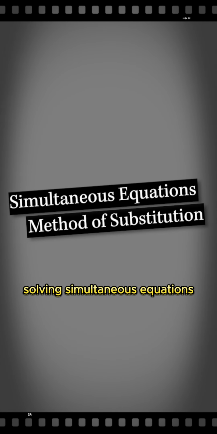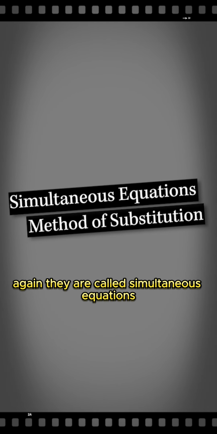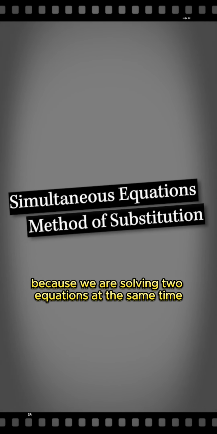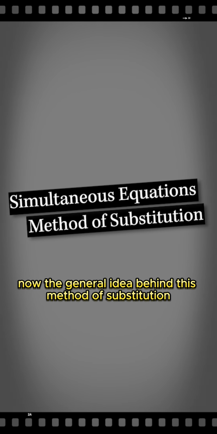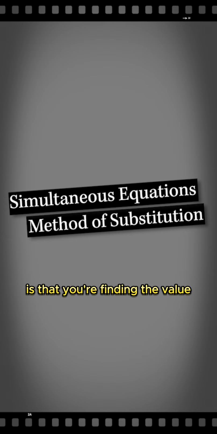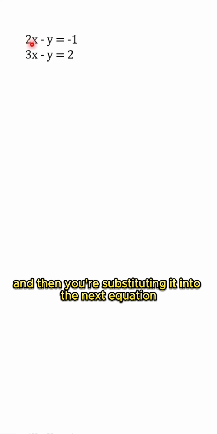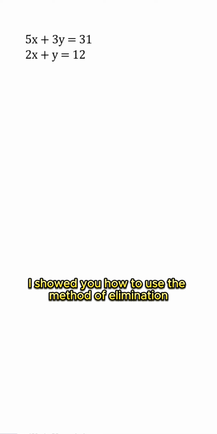Solving simultaneous equations. Again, they're called simultaneous equations because we are solving two equations at the same time. We are going to be using the method of substitution. The general idea behind this method is that you're finding the value of x or y in one equation, and then you're substituting it into the next equation to find the other unknown. Before, I showed you all how to use the method of elimination.